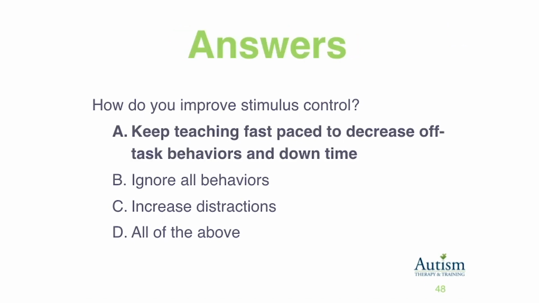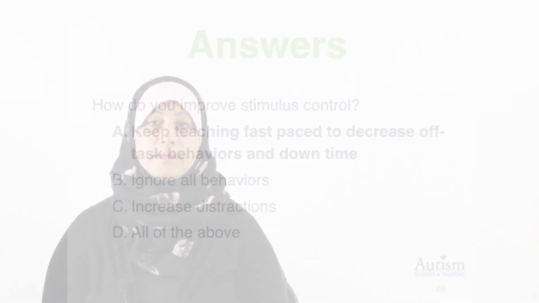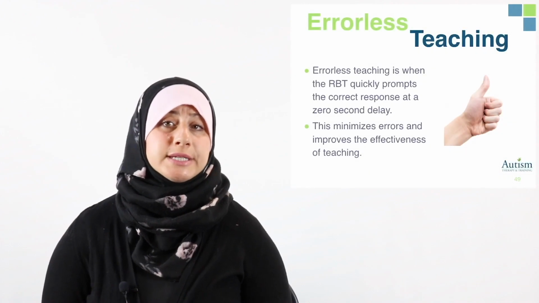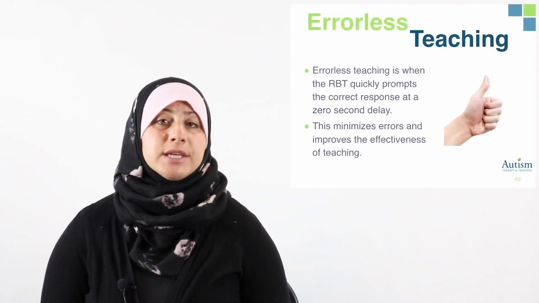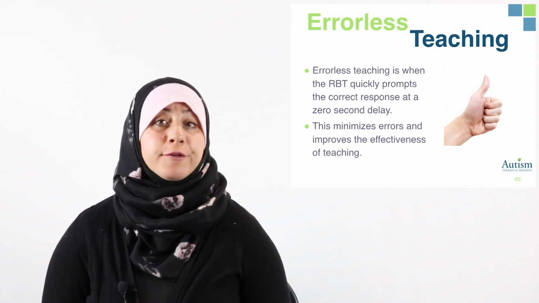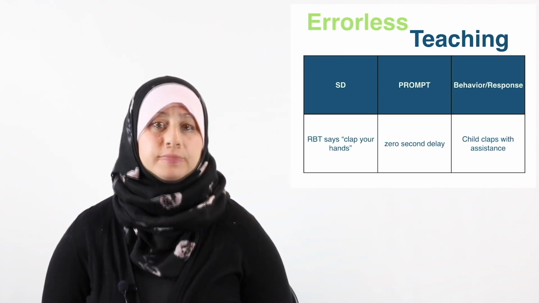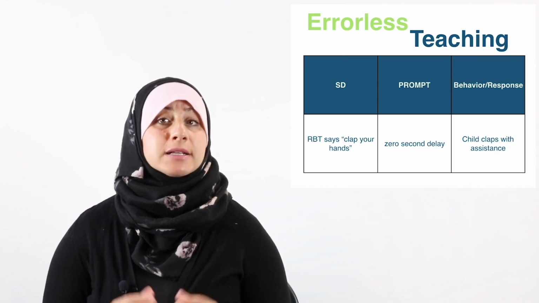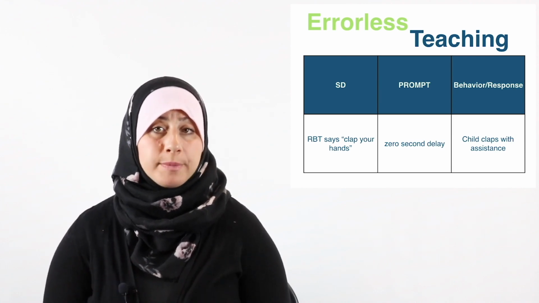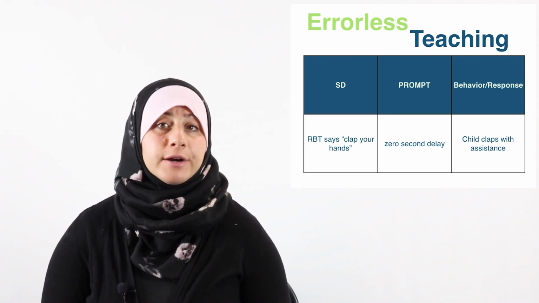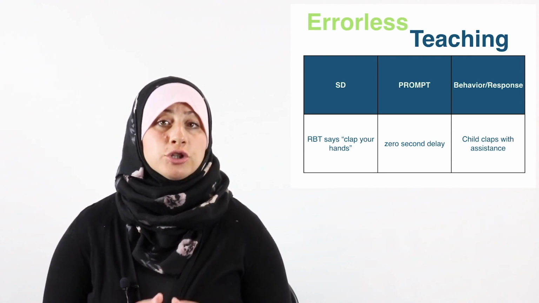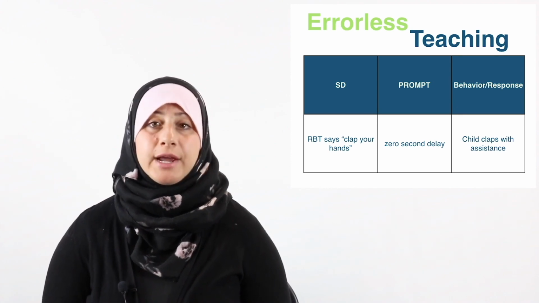And the correct response is A. Keep teaching fast-paced to decrease off-task behaviors and downtime. Errorless teaching is when the RBT quickly prompts the correct response at a 0-second delay. This minimizes errors and improves the effectiveness of teaching. For example, the RBT says clap your hands and immediately prompts clapping. There is no time delay here. This is a very effective method of teaching. You don't allow the learner to make any errors.